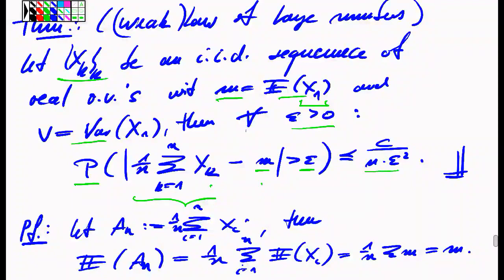In particular, we obtain that for n tending to infinity, the probability of a deviation of the arithmetic mean from the deterministic value is converging to 0.